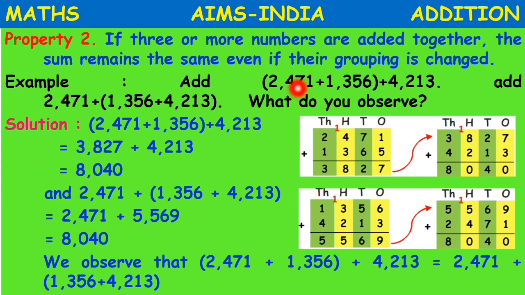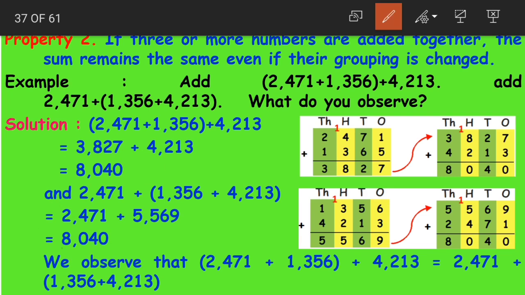8040. Now what do we observe? We observe that even though the groups are changed here, the answer we got is the same. Yes, the answer we got for both the additions is the same. What answer did we get? We got 8040 in both the cases.